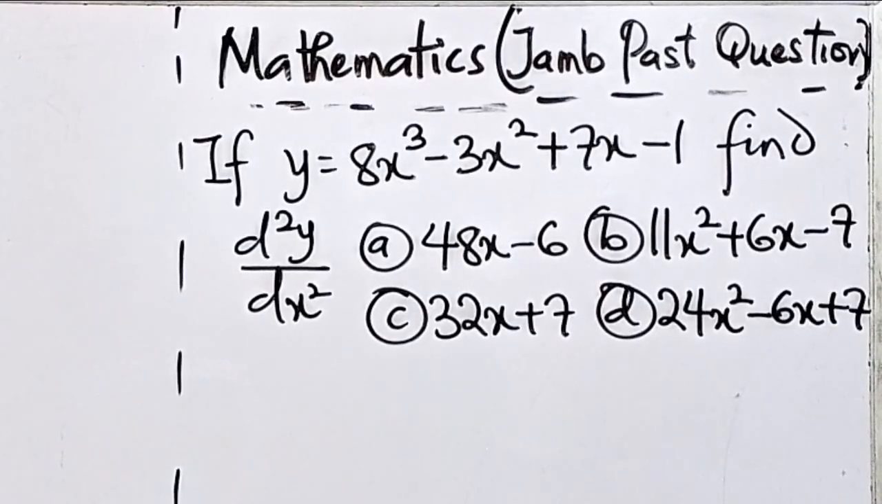Today we shall be looking at mathematics. Now we have a question on the board. It reads, if y equals 8x raised to the power of 3 minus 3x squared plus 7x minus 1, find d²y over dx². Now these are the options. So how do we solve this question? Let us go.